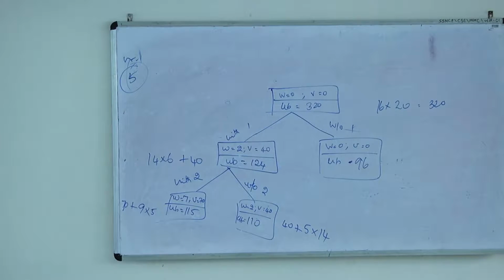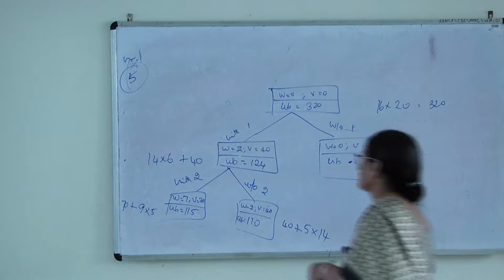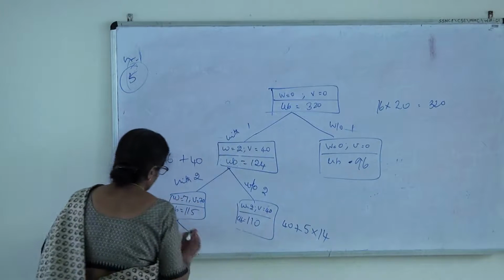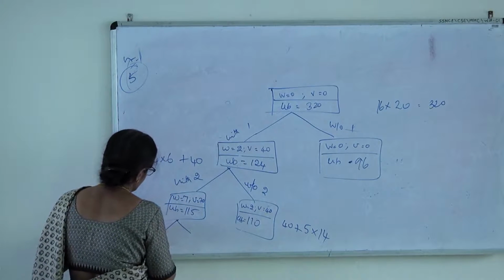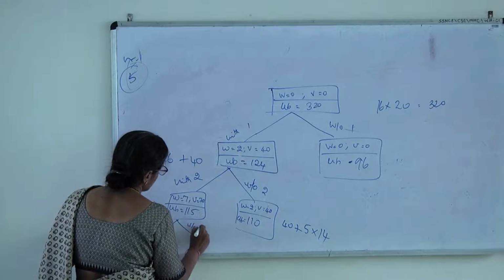Now there are 3 live nodes. What will I pick up? I will pick up the best one, which is going to result in the highest upper bound. So I have 115, 110, 115, 110, 96. So again I try to expand only 115. Can I complete it with 3, without 3.